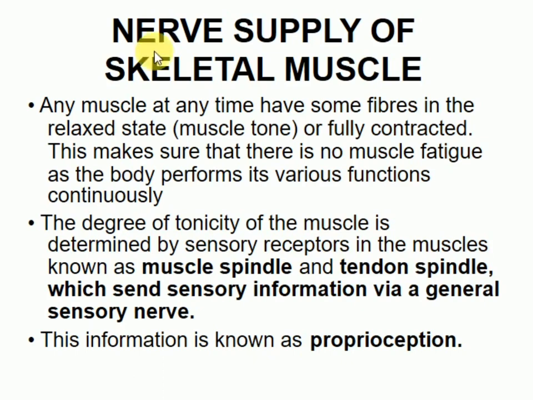Now the degree of tonicity of a muscle is determined by sensory receptors in the muscle known as the muscle spindle and the tendon spindle, which send sensory information via a general sensory nerve. For more details of the muscle, how they contract and things like that, they are discussed in physiology. Now this information is known as proprioception, information explaining about the contractive state of the muscle.